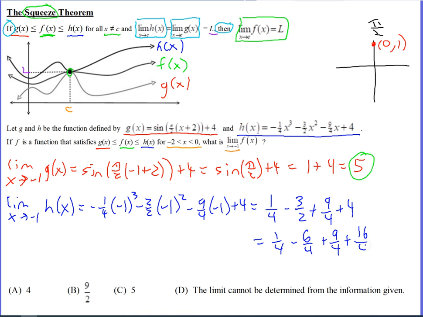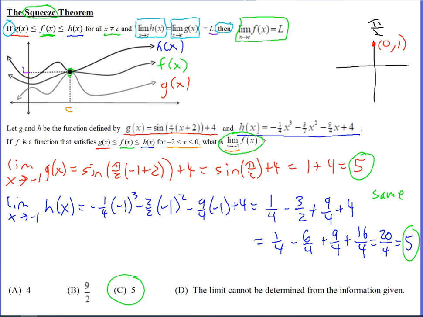So if we add these up here, we get 16 fourths, 9 and 1 is 10, so that's 26 fourths minus 6 fourths is 20 fourths, but 20 fourths is the same as 5. So here, notice they are exactly equal, and f of x is stuck between them. So our limit, since these are the same, for the limit as x approaches 1 of f of x, the one in between would also have to be 5. It gets squeezed between those.